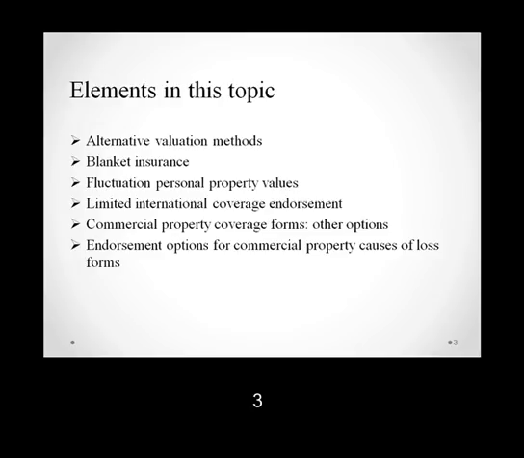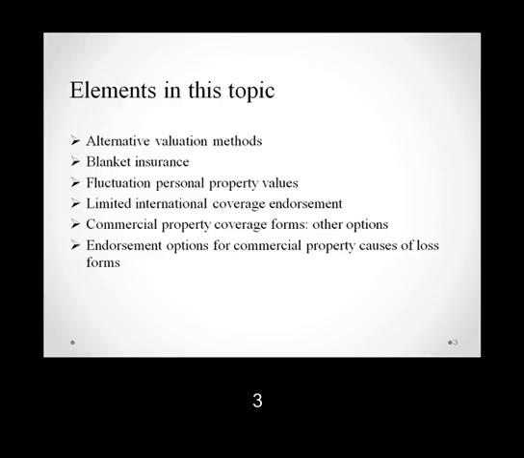The second one will be blanket insurance. Blanket insurance uses one insurance coverage to cover multiple properties, and we're going to look at what are the advantages of blanket insurance. The third topic in this chapter will be fluctuating personal property values. Some businesses have seasonal business. For example, if you're selling swimsuits or Christmas trees, your business is very seasonal. And insurance provides this fluctuating personal property value to help value those businesses with seasonal property.